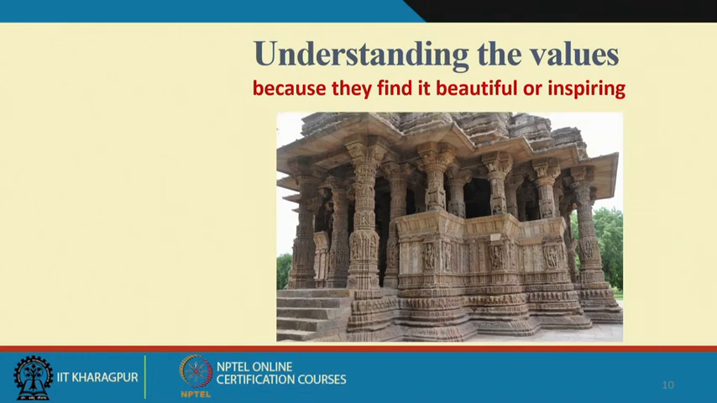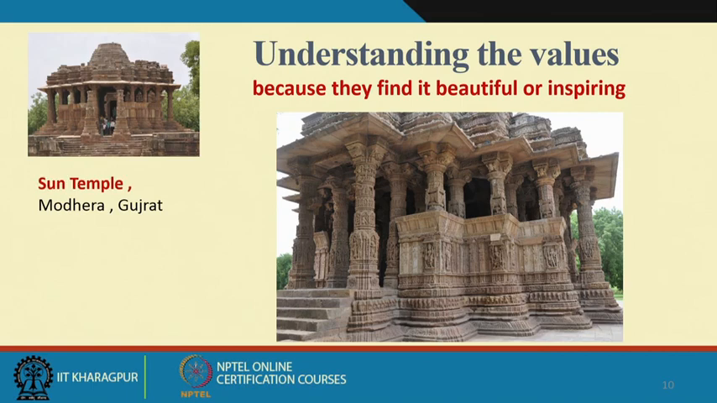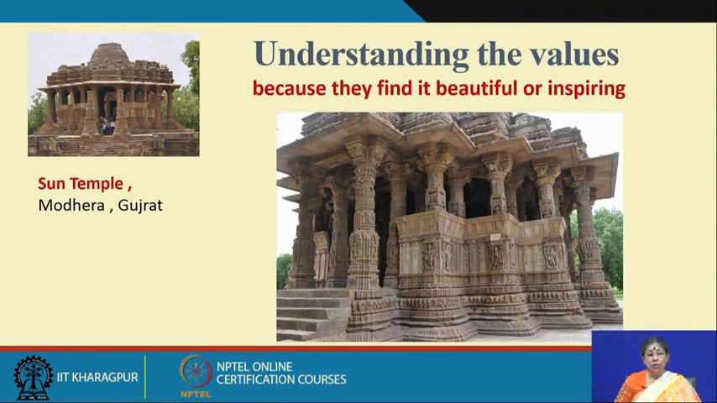For example, this is a temple. If you can recognize that, it is actually in Gujarat. It is the Sun Temple in Modhera, Gujarat. There are other Sun temples also, like Konark and other places. This is beautiful because of its carving, because of its architectural style. No doubt it is a beautiful structure and it has survived. It is an archaeologically protected site. There are some problems of preservation which we will talk about when we talk about the decay of the materials.